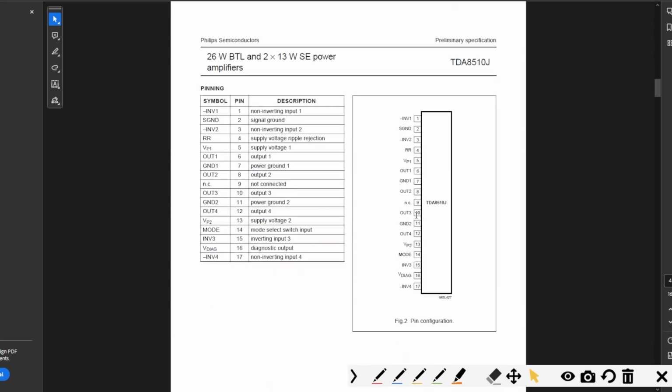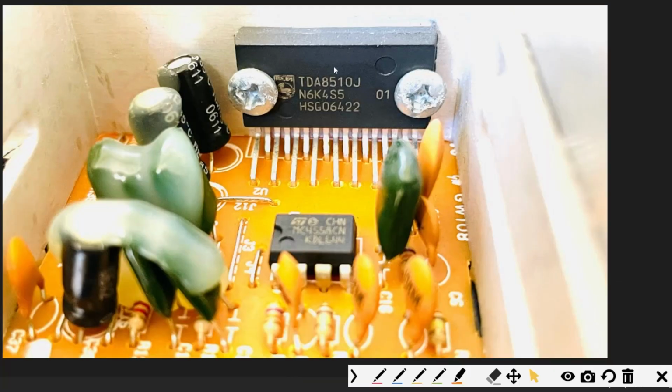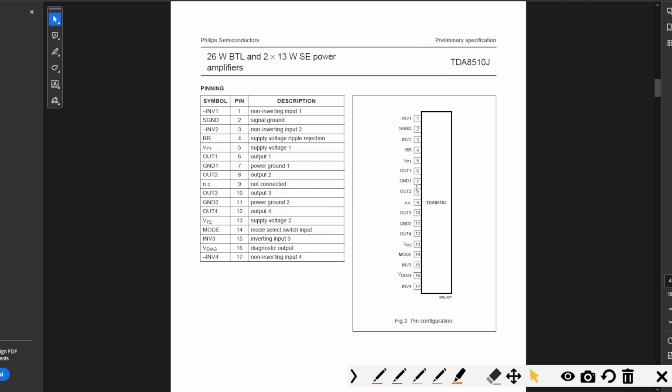This one, TDA8510J. Let me show you this one in actual. This thing contains 4 audio amplifiers. In an audio amplifier, it's actually amplifying the ampere, not the voltage, ampere. So that's the important point to remember. Let's see how this IC is working step by step. The pin numbers and count etc. can be understood from the data sheet of this TDA8510J.